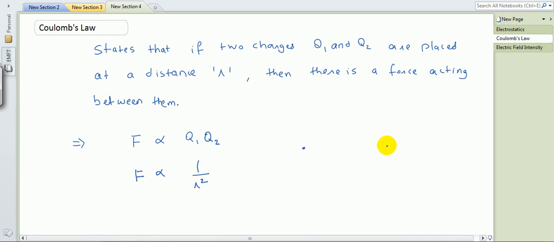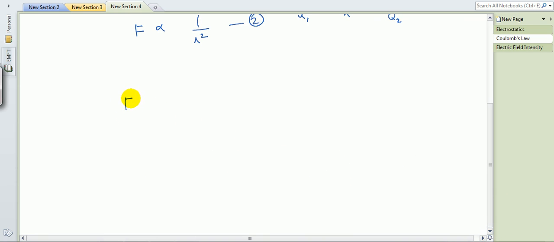Suppose this is q1, this is q2, and this force will act along the line joining them. So here if the distance is r, I can combine both these equations 1 and 2, then I will get F directly proportional to q1 q2 divided by r square. And if I remove the proportionality sign, I will get a constant. I will write a constant here, k divided by r square.